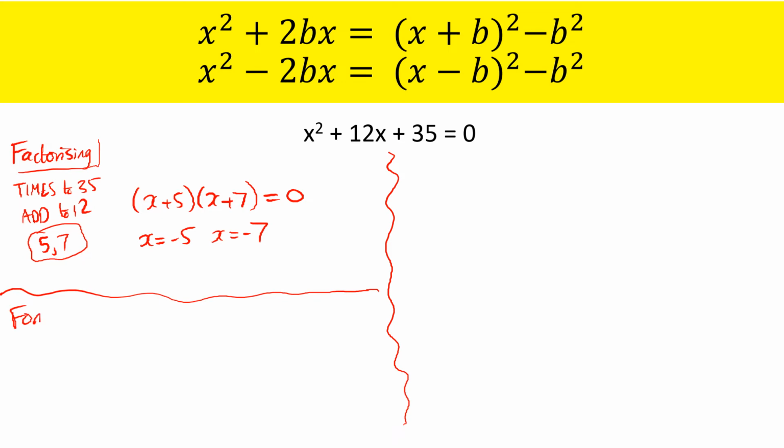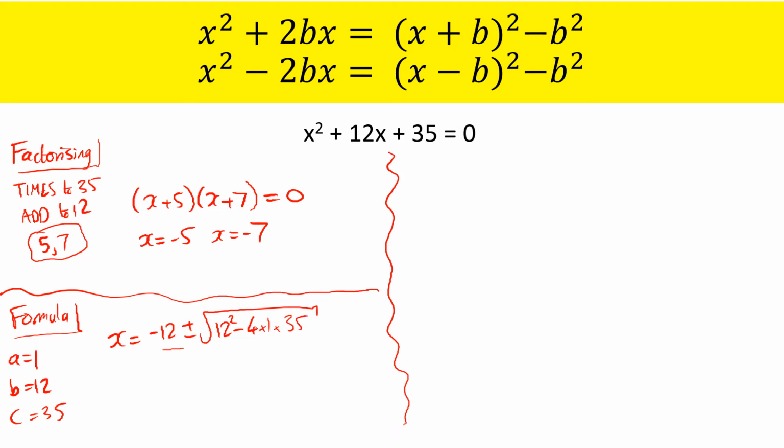Or I might think, no, I want to use the formula on this. And in that case, I would be saying that a is 1, it's the number in front of the x squared, b is 12, and c is 35. And I'd put them all into the formula. I'd say, so x is minus 12 plus or minus the square root of 12 squared minus 4 times 1 times 35 all over 2.